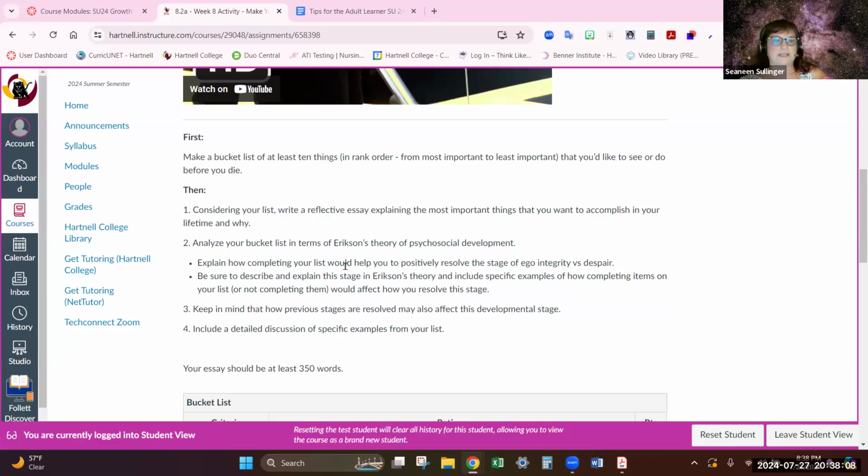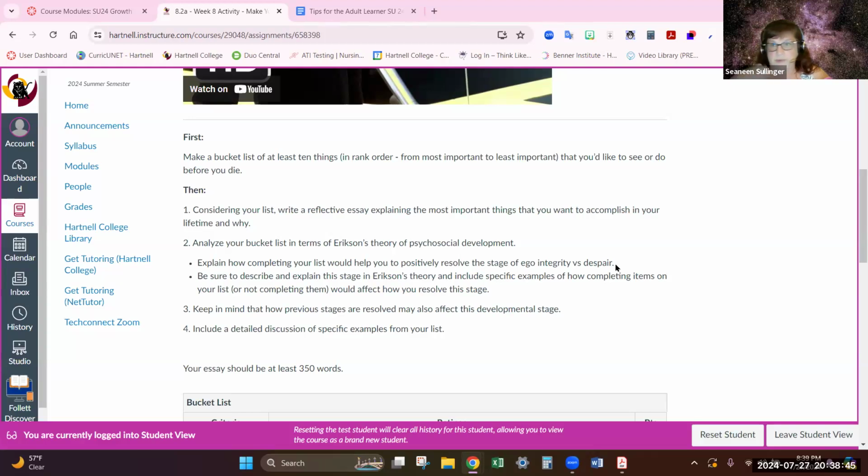So you want to analyze it in terms of psychosocial development. So explain how completing your list would help you to positively resolve the stage of ego integrity versus despair. Again, that may be difficult for some of you that are younger, but if you go back and read what that stage is like, you could also talk about generativity versus stagnation. And it could be that the things on your bucket list actually go through the stages. Because what if you want to get married and have kids? That would be intimacy versus isolation, right? And then maybe you're still in identity and role confusion.